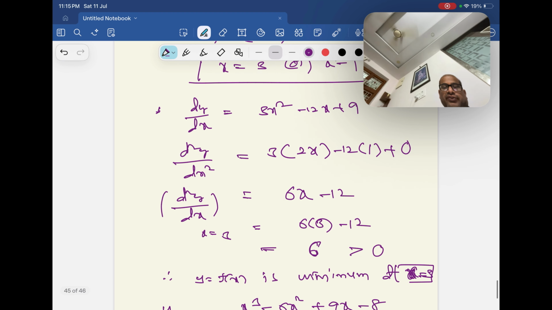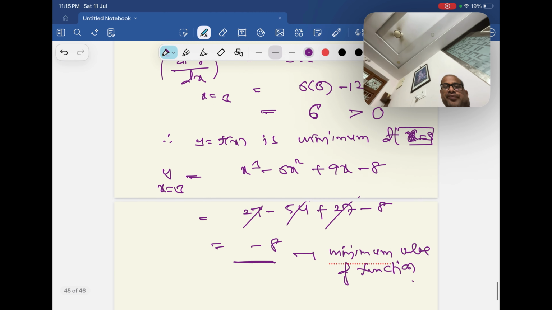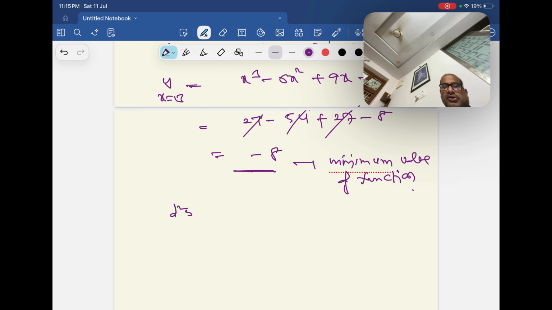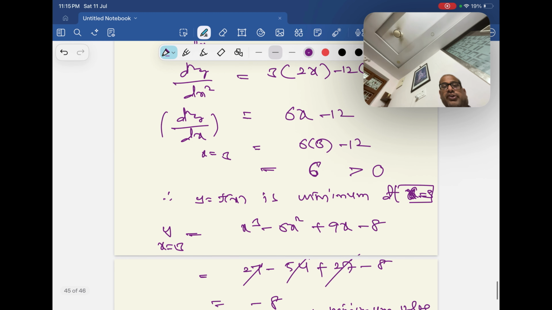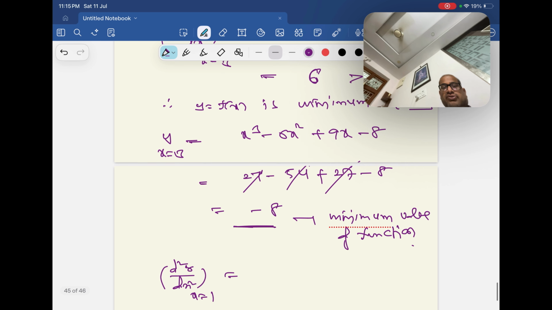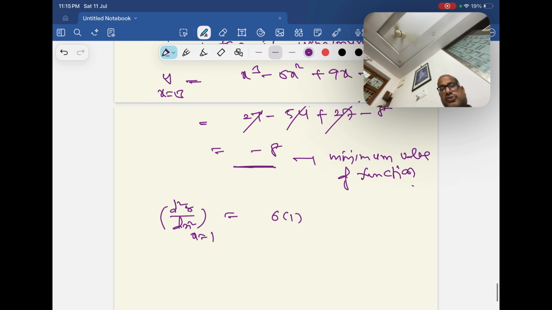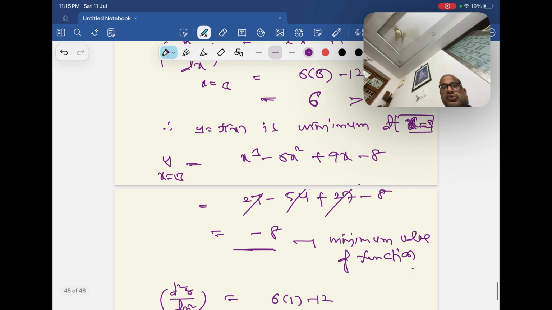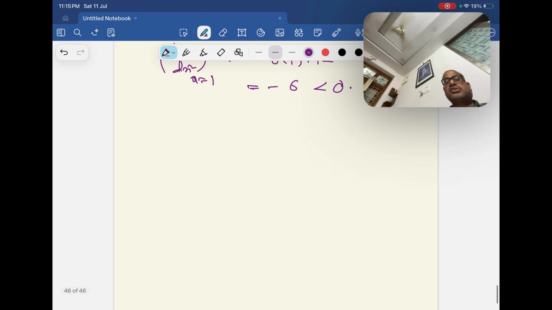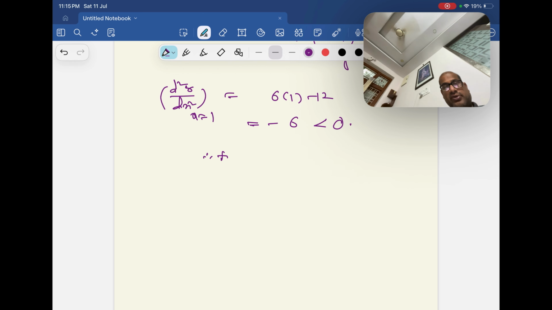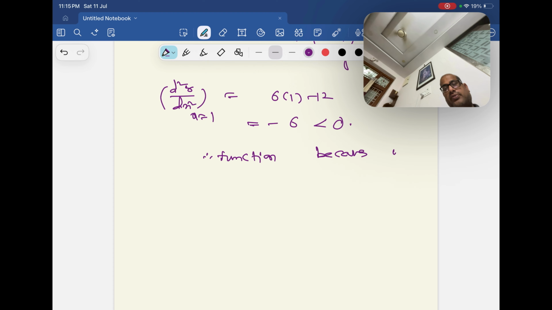Now if you substitute x equal to 1, what will you get? 6 into 1 minus 12. What will you get for d square y by dx square at x equal to 1? Come on, tell me. 6 into 1 minus 12 is minus 6, which is less than 0. Yes or no? Less than 0, the function becomes what? Maxima. Therefore, maxima at x equal to 1.